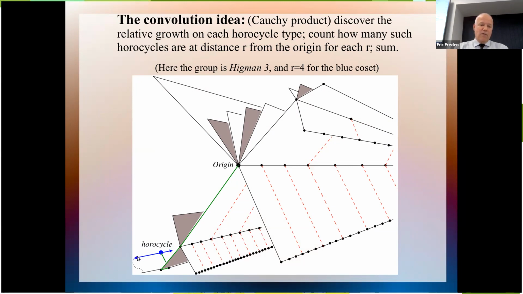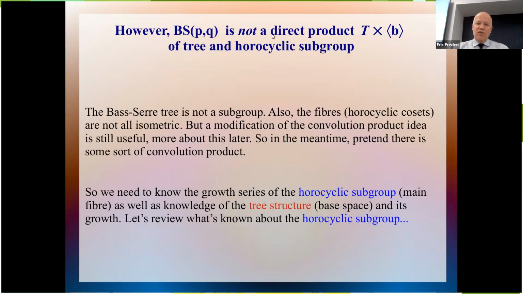To get a radius, I'm going to count whatever the node is, one of the things comprising the count of that radius. So this idea works geometrically. But this is not a direct product of a tree and a four-cyclic subgroup. It's not a direct product because the Bassler tree is, by the way, the tree is the Bassler tree. It's not a subgroup. It's just a set. And also the fibers, the four-cyclic subgroup and its cosets, are not all isometric. They're not all identical. But I can still use this idea. I can modify this convolution idea and still get some mileage.